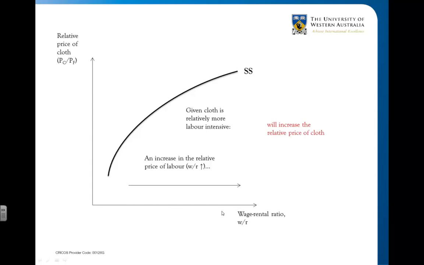That's going to, of course, increase the relative price of cloth, because labour is an important component in the production of cloth. Therefore, it's an important component in the cost of cloth, and therefore it's going to increase the price of cloth as well. So we get a positive relationship here.